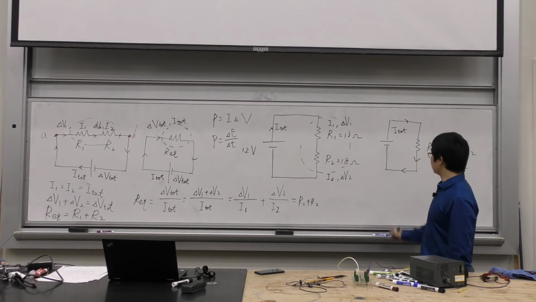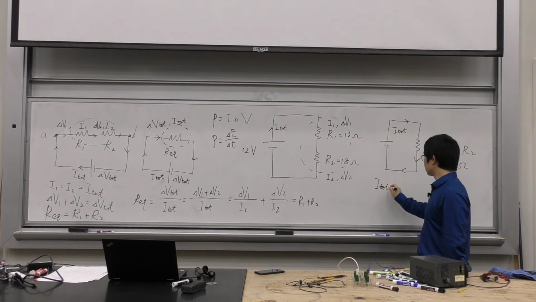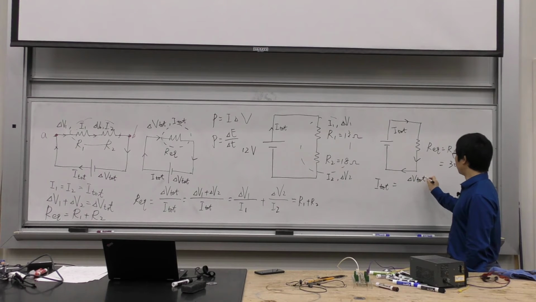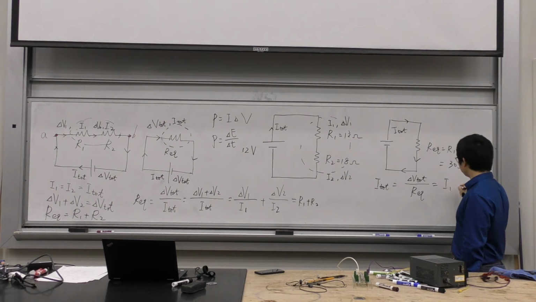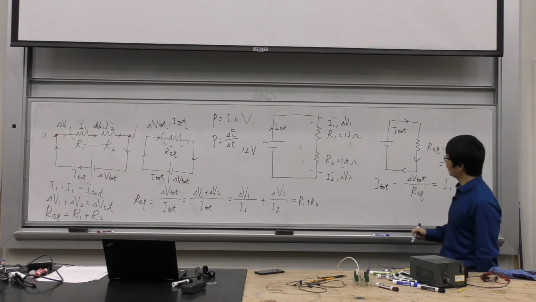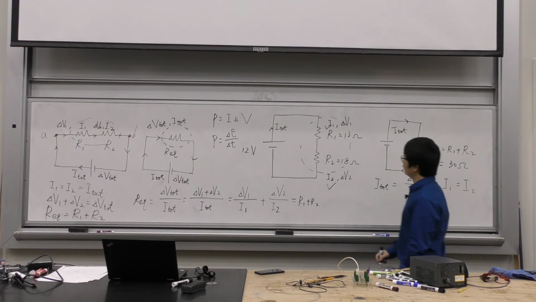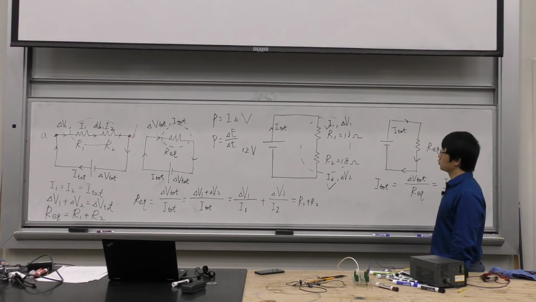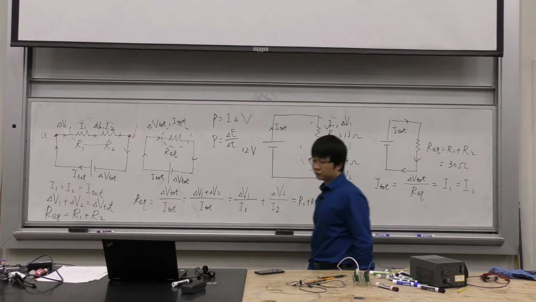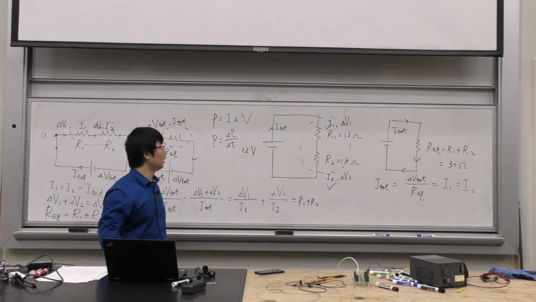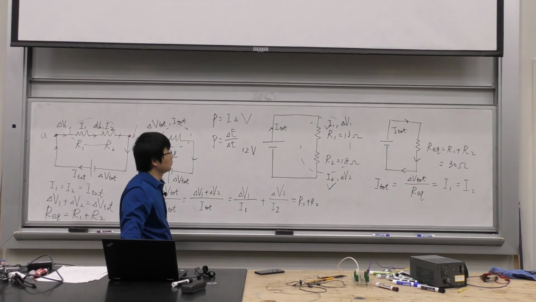So if I can find this I total by using this equivalent diagram, which is just going to be V total over REQ, that's going to be equal to I1 and I2 that I need. So that's how we find I1 and I2. Once you have I1 and I2, you still need to find V1 and V2 so that you can find the power of each one, because you need the voltage.